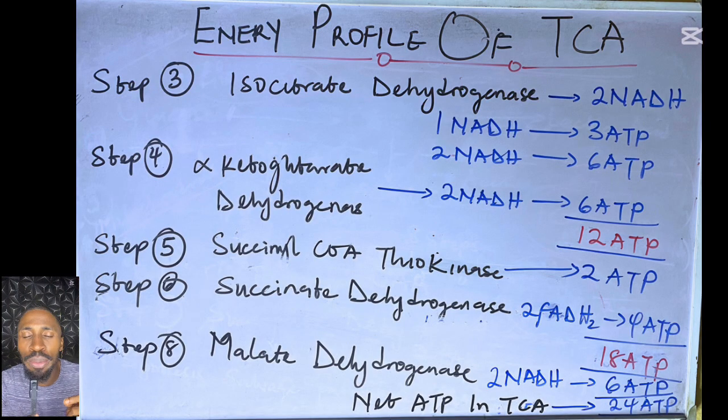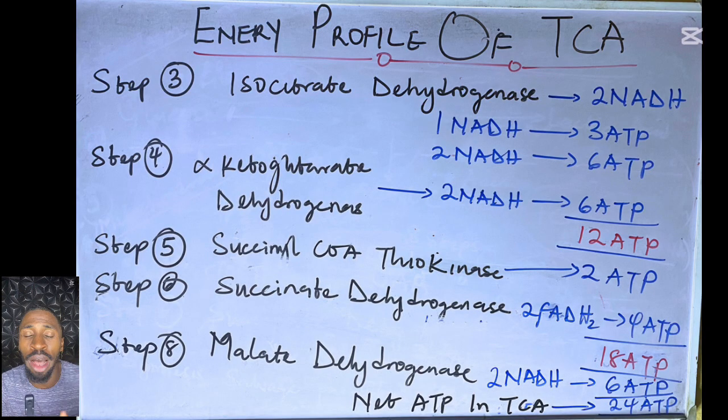Now where do we form ATP again? Now in step 8, what happens? In step 8, we are forming 2 moles of NADH. So if we have 2 moles of NADH, I told you it will produce 6 ATP. So 18 plus 6 will give us 24 ATP. So in the total TCA cycle we are having 24 ATP.